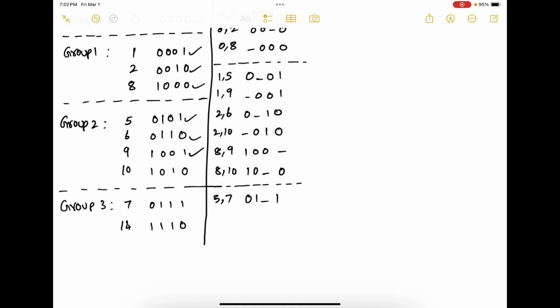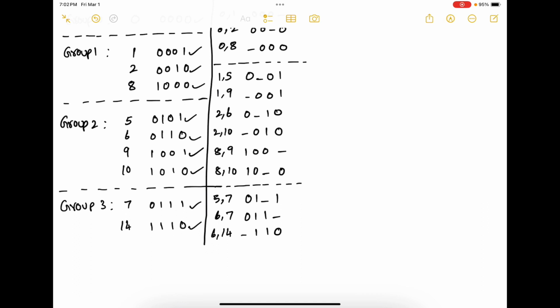5 doesn't combine with 14. Next, go for 6. 6 can go with 7. You have a 1 bit change, which is 0 1 1 dash. Can you go for 6 and 14? Yes. 6 and 14 would be dash 1 1 0. Can you combine? I forgot to put checks on 10, 7, and 14.